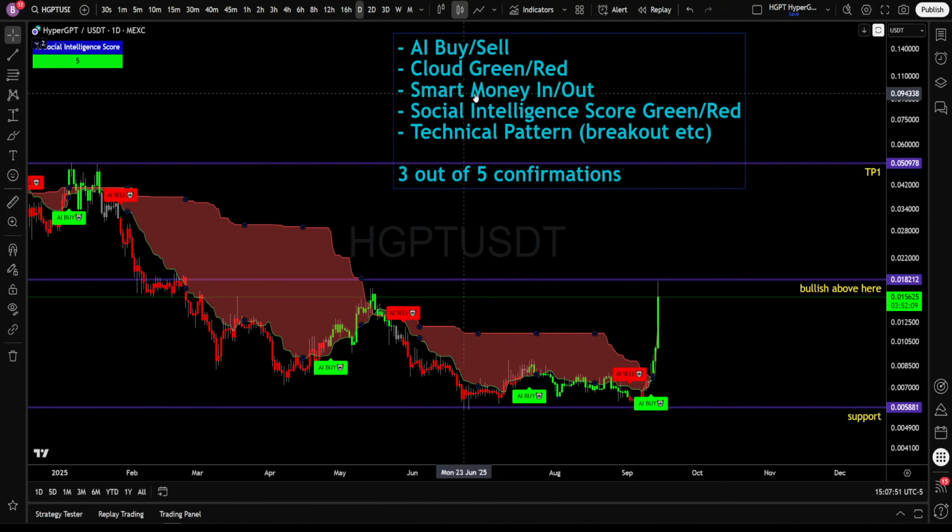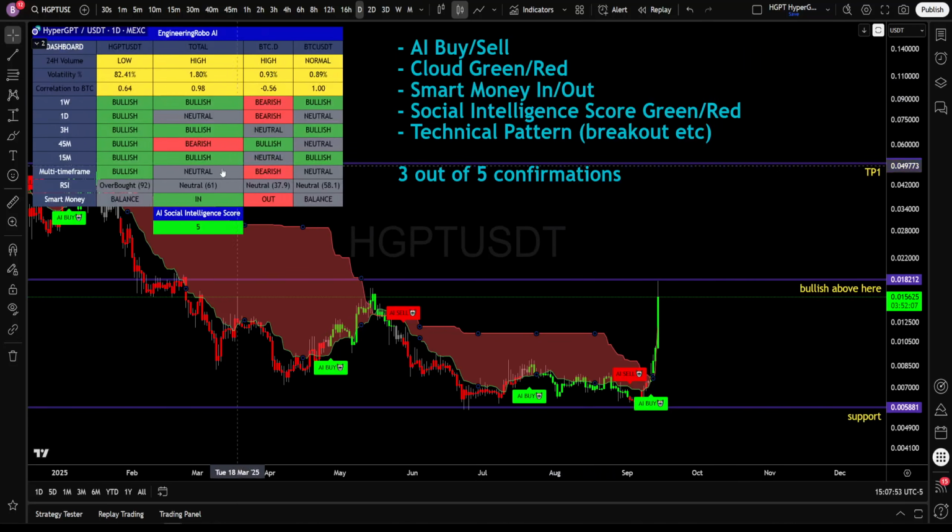And when you open that, you're going to see if smart money is in or out of the token. Currently, it says it's balanced. On total market cap, smart money is in. But on smart money for this particular token, it says it's balanced still. We see that the RSI is overbought. So there's a lot of other information here. You see that every time frame is bullish. That's a good sign. It's got a very strong AI social intelligence score. It means a lot of people are talking about it on Twitter or Reddit. But clearly we have our 3 out of 5 confirmations.